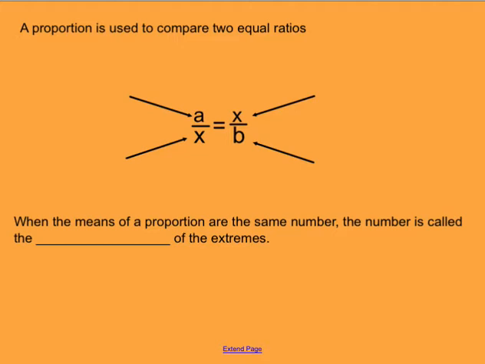It's a proportion used to compare two equal ratios. Okay, so we're going to learn some words. This A right here, we're going to call an extreme. This B right here is also an extreme. Then each of our x's there represent the mean. Notice that the x shows up twice and it shows up on opposite sides of the fraction. One's in the numerator, one's in the denominator on both of the fractions.